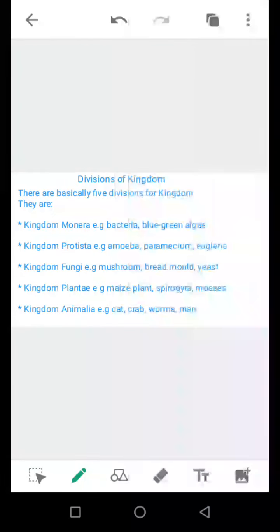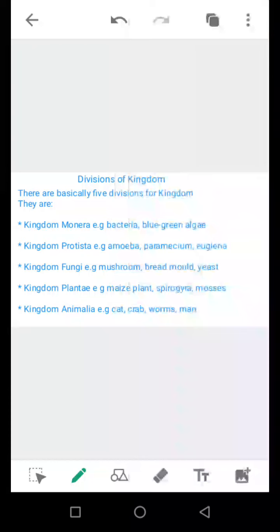We have divisions of kingdom. There are basically 5 divisions for kingdom. We have the kingdom Monera. This includes bacteria, the blue-green algae. We have the kingdom Protista, which includes the protozoa such as Amoeba, Paramecium. We have the Euglenophyta such as Euglena and so on.